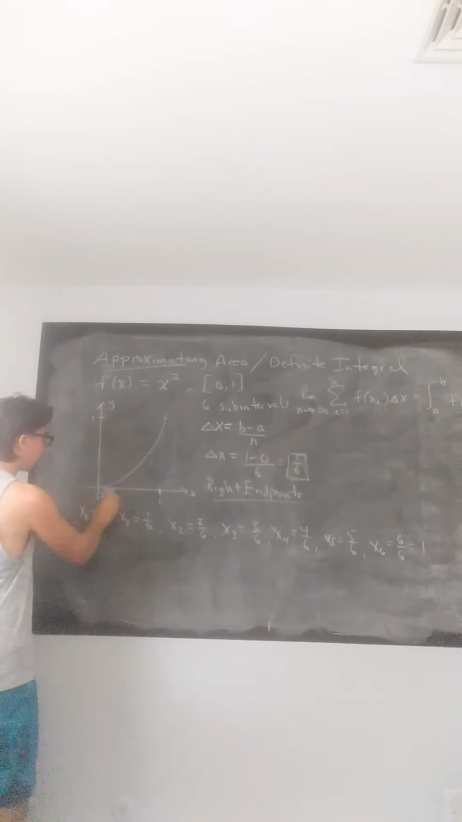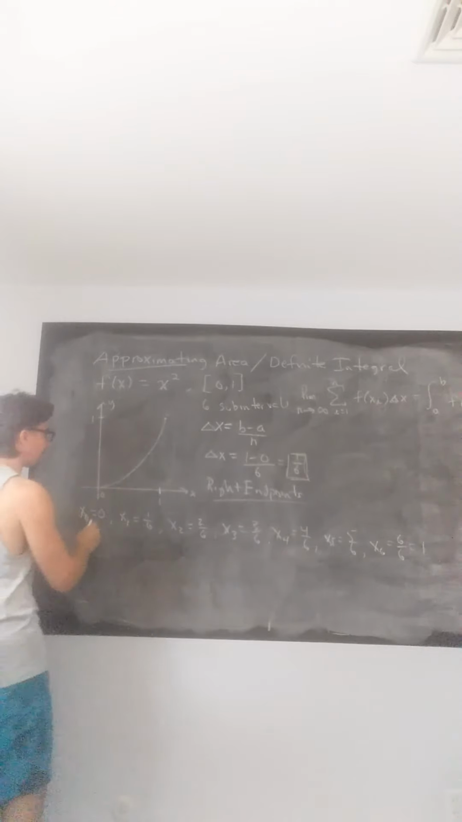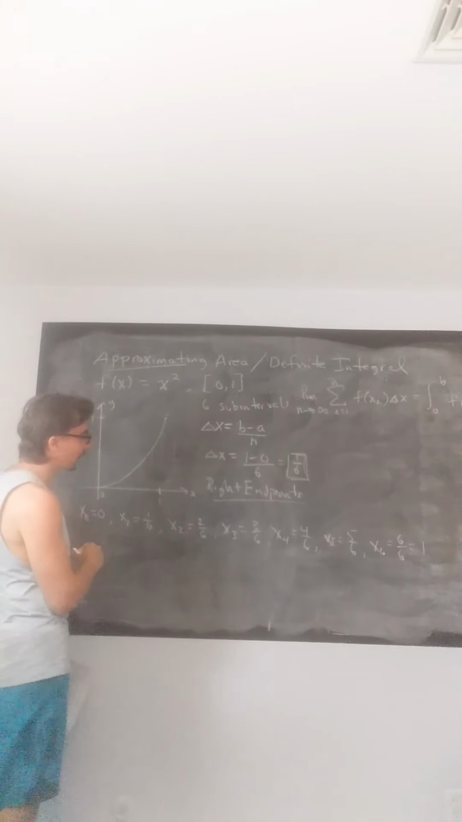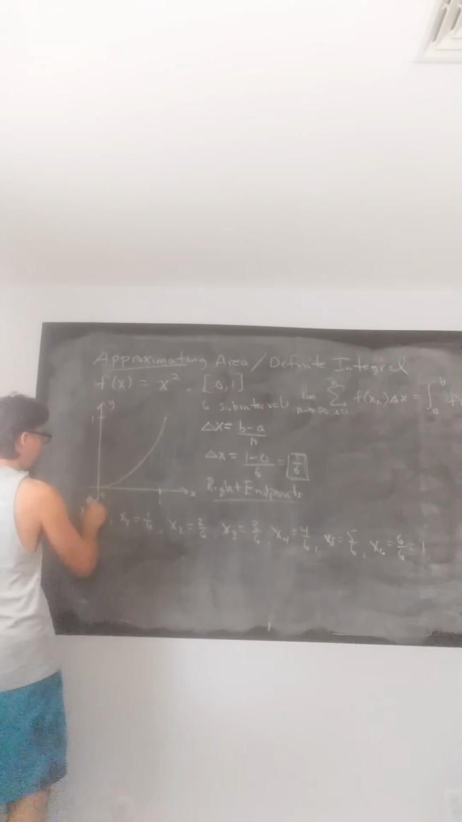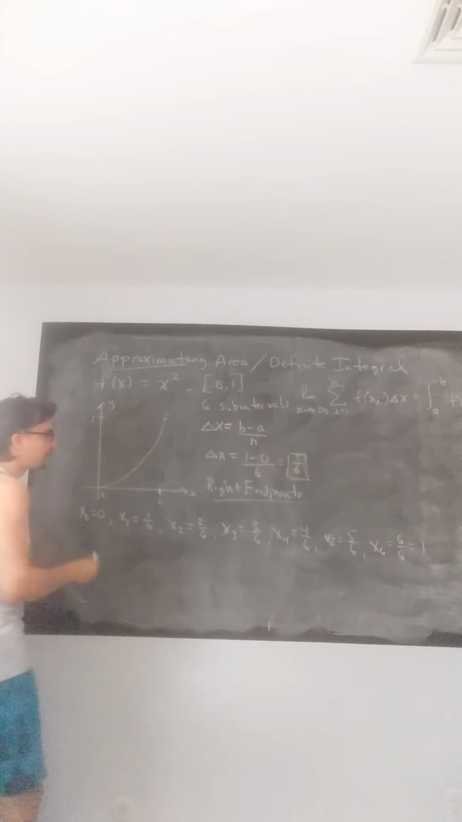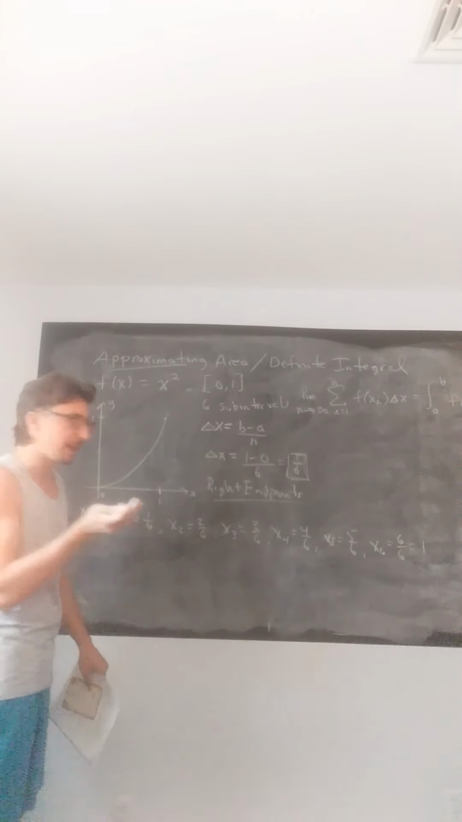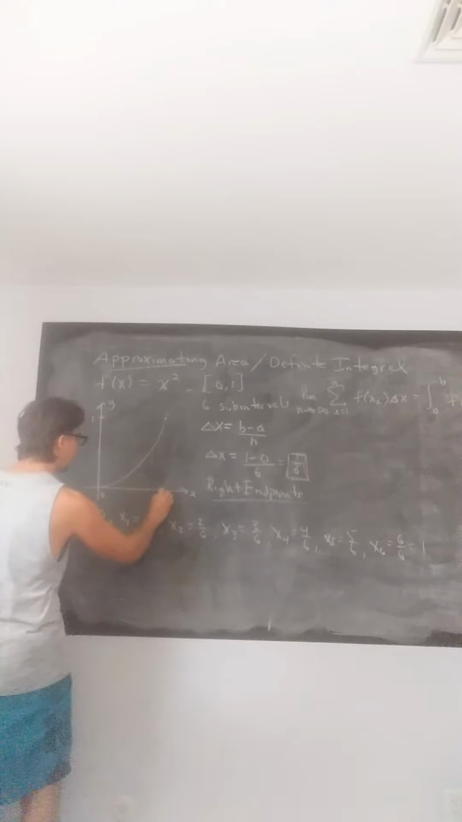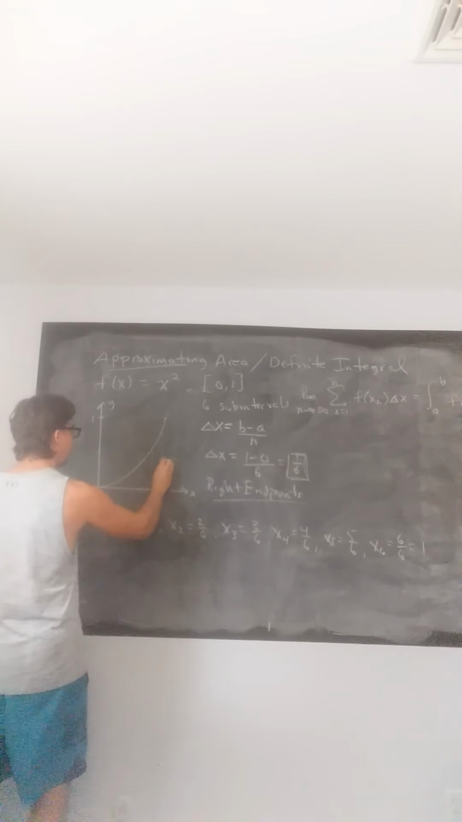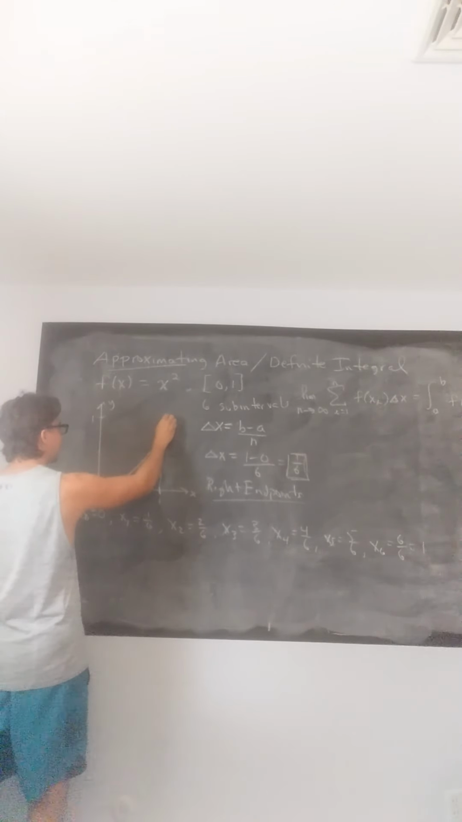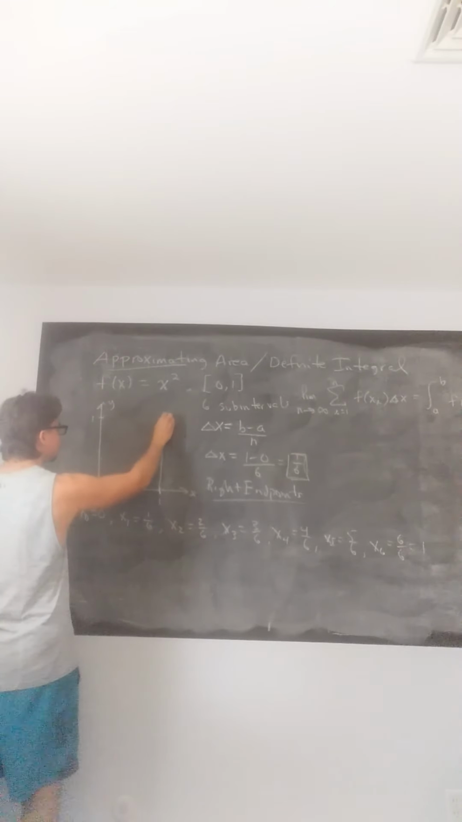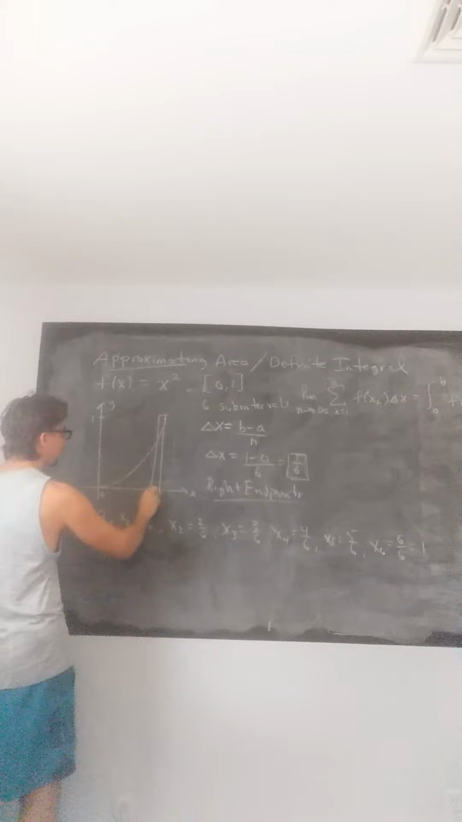Every one would have a thickness of 1/6. Because we're looking at the right-hand endpoints, this is typically going to be an overestimate, because each rectangle goes a little bit higher since you're on the right-hand side. So this would be one of them typically.